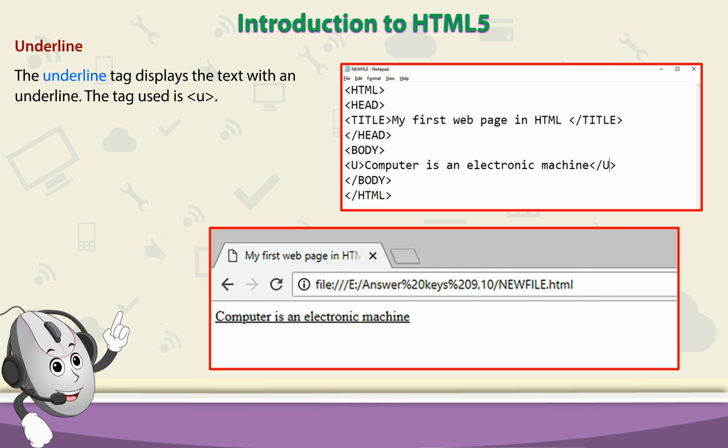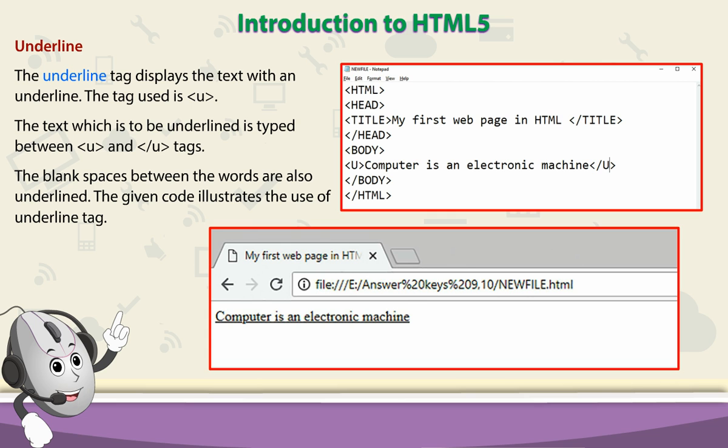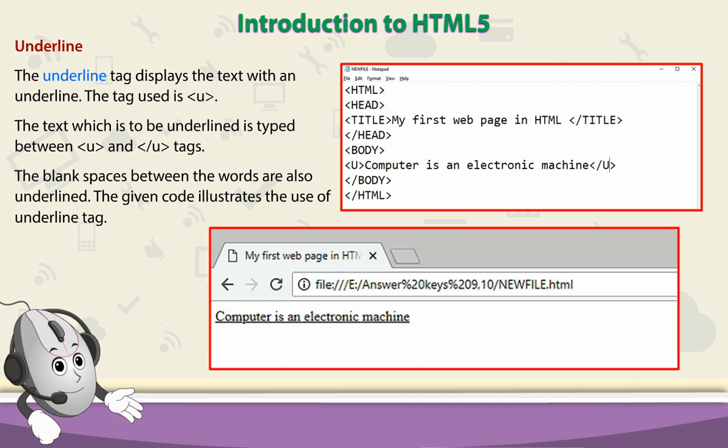Underline. The underline tag displays the text with an underline. The tag used is U. The text which is to be underlined is typed between U and /U tags. The blank spaces between the words are also underlined. The given code illustrates the use of underline tag.